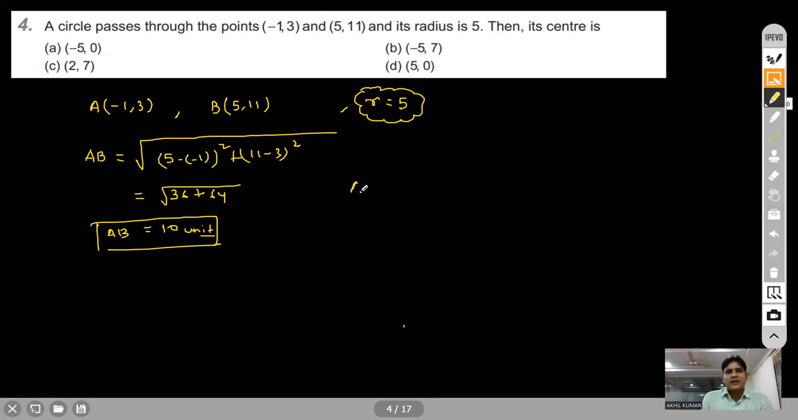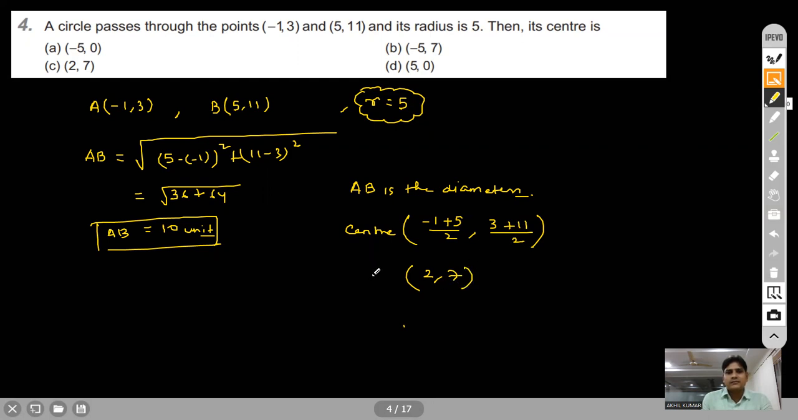And if AB is the diameter of the circle, the center will be the midpoint. What will be the center? The midpoint of AB. That means minus 1 plus 5 upon 2, comma 3 plus 11 upon 2. This will be the coordinates of the center. That will be 5 minus 1, 4 by 2, that is 2, comma 11 plus 3, 14 by 2, that is 7. So the center is 2, comma 7. So option C is correct.